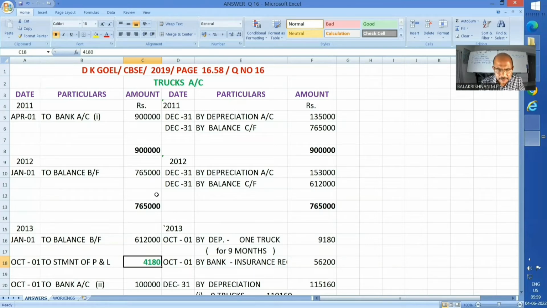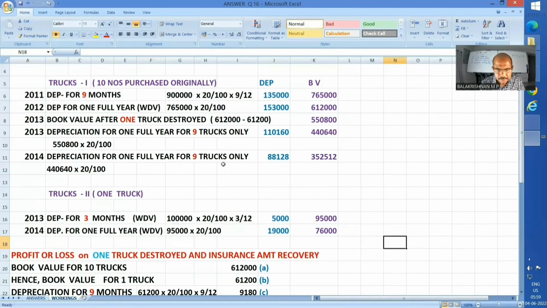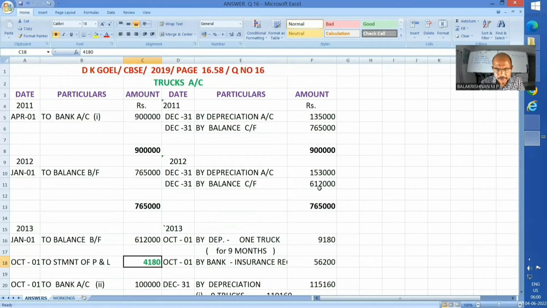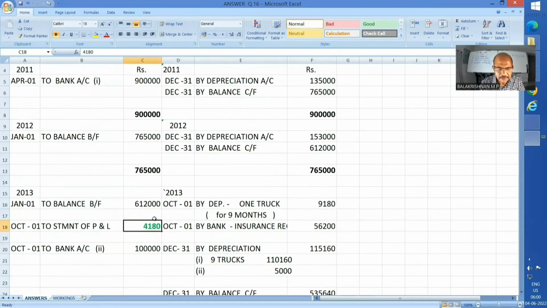Fine. Next year depreciation. This has been the book value on that 20%, 1,53,000. Yes, that I am showing. This is the balance. Bringing it down for next year.